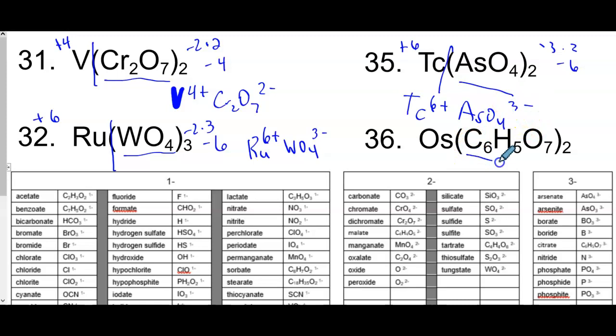3 minus. Look up this unit, split it. Look up this unit. C6H5O7. C6H5O7 is a minus 3. So negative 3 times 2 is negative 6. This is a 6 plus, there's only 1, so it stays as Os 6 plus, and C6H5O7 3 minus.